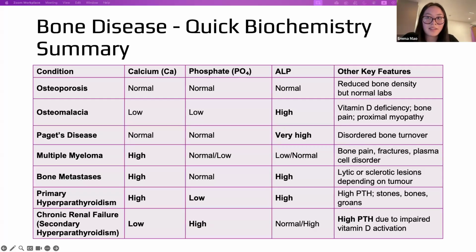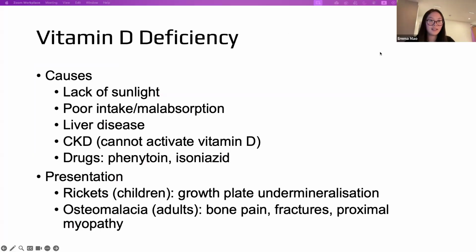Then vitamin D deficiency: lack of sunlight, poor intake, liver disease, chronic kidney disease, and then some drugs as well. In children, it presents as rickets, and in adults, it's osteomalacia.